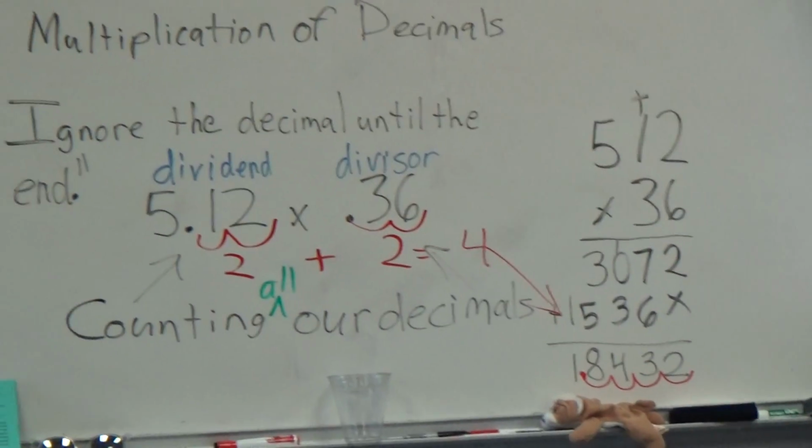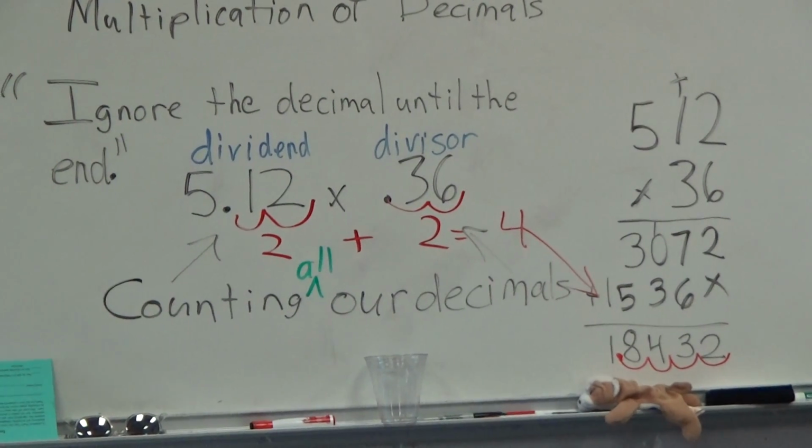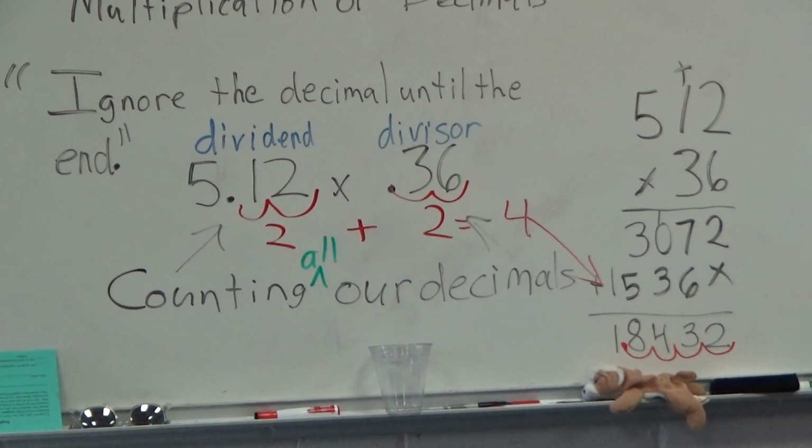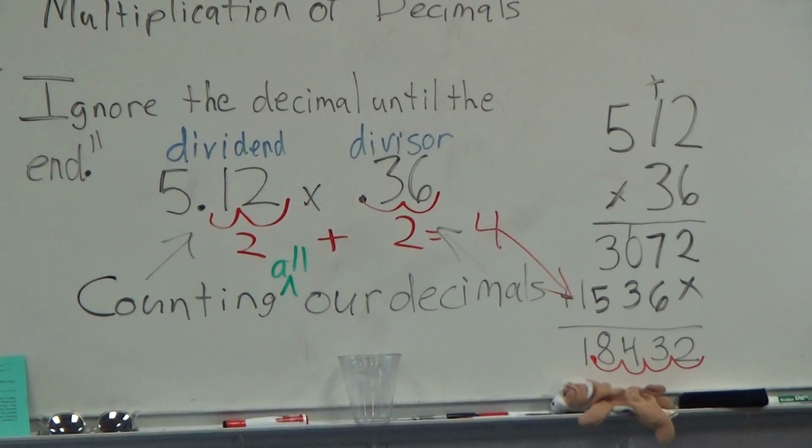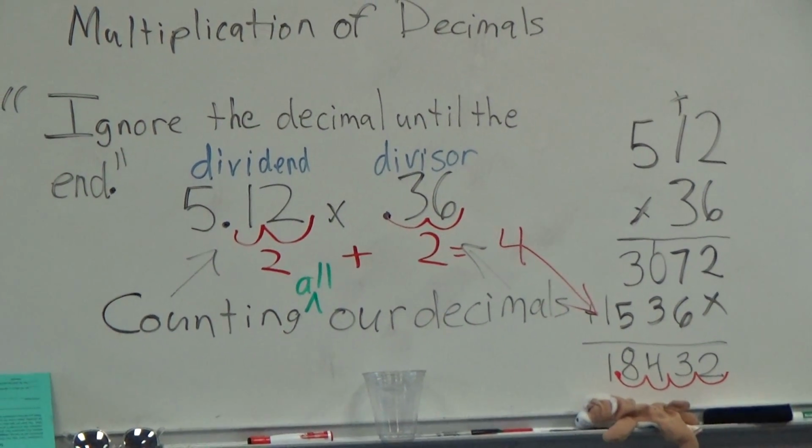18,432. But when we go back and count our decimals, we see it must be 4 times. Alright, we must move our decimal 4 times. And that's counting all of our decimals, not just 2 decimals in one problem.